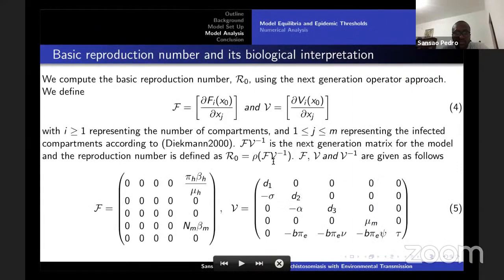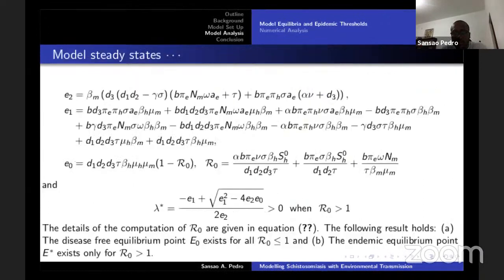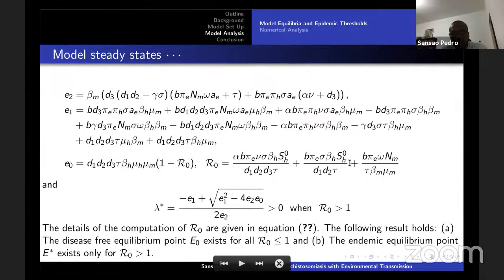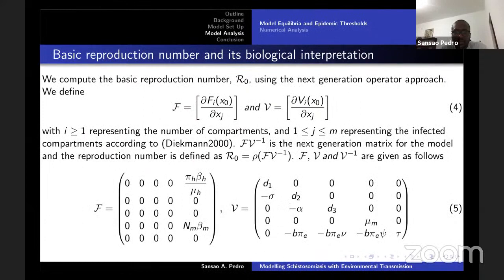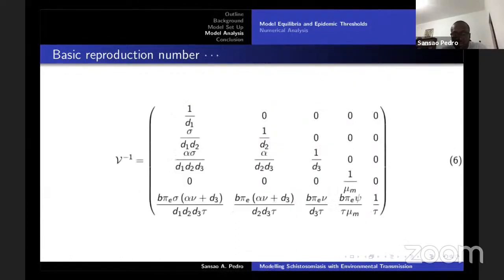But why are we doing this while we have already found this R naught? It's not that we are not sure that it is an epidemic threshold or the correct R naught. It is indeed. But when we discuss the stability of the disease-free equilibrium, we will use a method that requires the use of these matrices. That's why we repeat the process of finding the R naught using the next generation method.